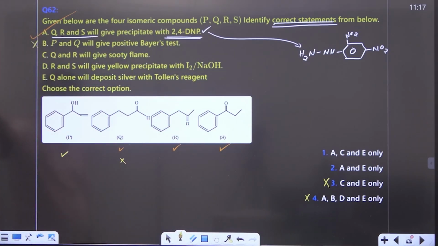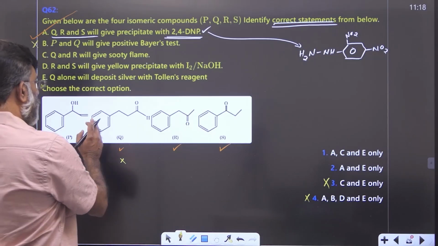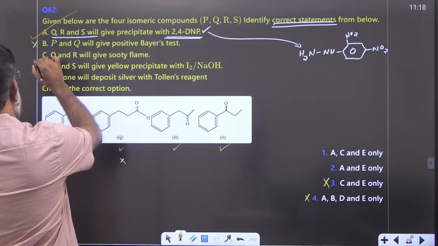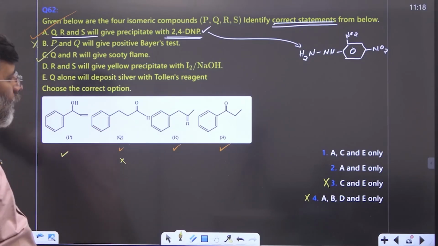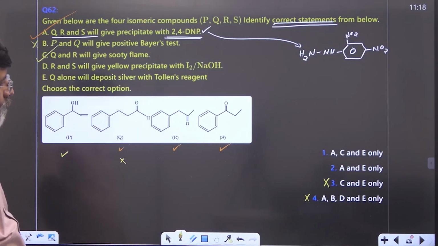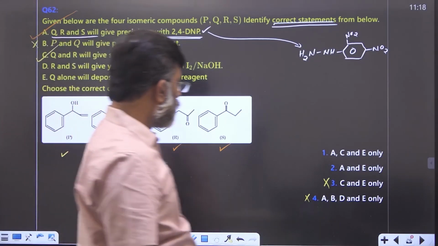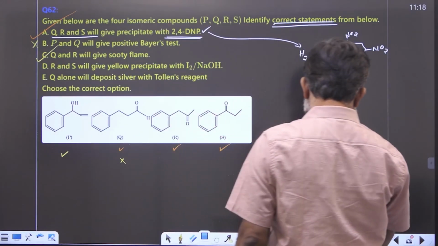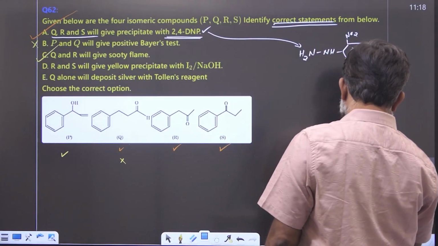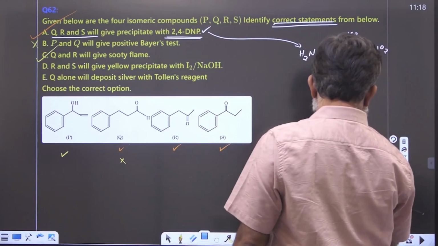Now see, Q and R will give a sooty flame. Yes, Q is aromatic, R is aromatic, so C is correct. So we get the answer. The first choice, C is not there in option 2. The first choice is ACD.